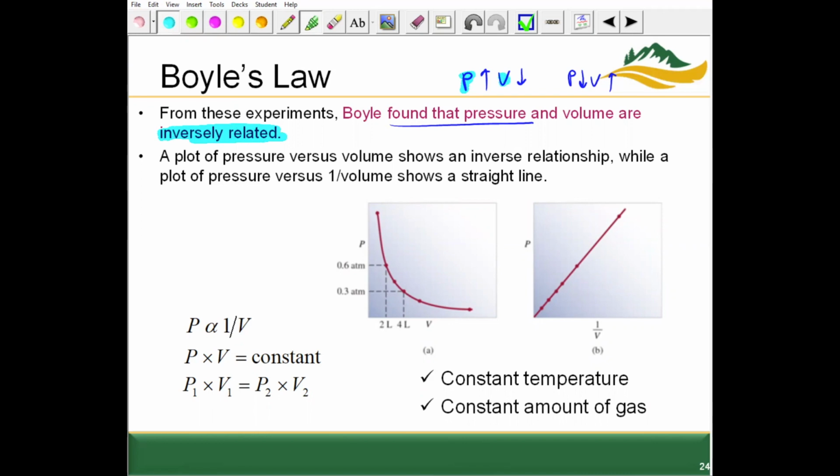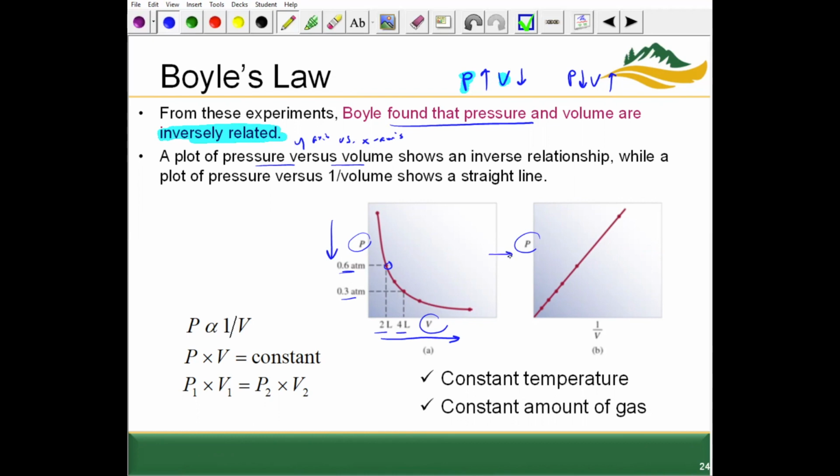Here we have a plot of pressure versus volume. Remember, we always name these as the y-axis versus the x-axis, so that's pressure versus volume. As volume is increasing, pressure is decreasing. For instance, we could take a look at this point, 0.6 atmospheres, 2 liters. We increase volume to 4 liters, and that pressure goes down to 0.3 atmospheres.